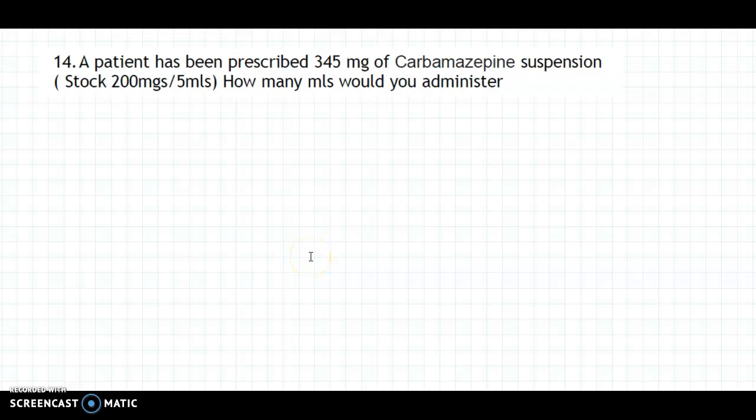Patient has been prescribed 345 milligrams of carbamazepine suspension. The stock there is 200 milligrams in 5 mils. How many mils would you administer? Right, so it's a volume question.